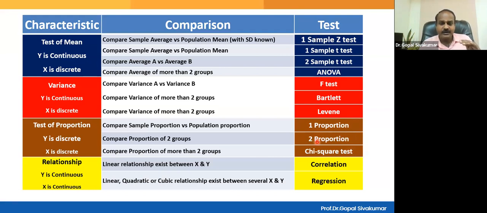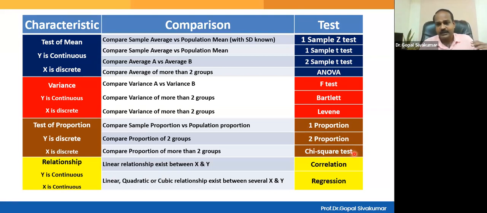Why a different name and a different kind of test? Because it's a time-consuming procedure if you want to do everything manually. So instead of that, these people have done a lot of research, and then they have given you a step-by-step method. You simply use their formula, and then you can take a decision.